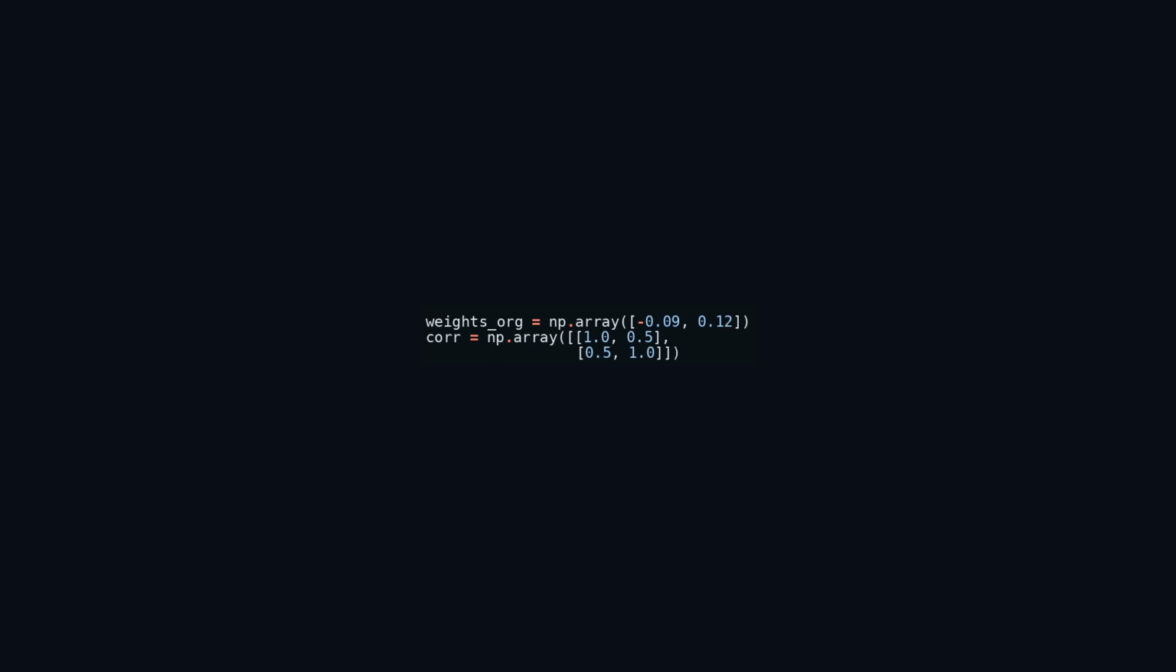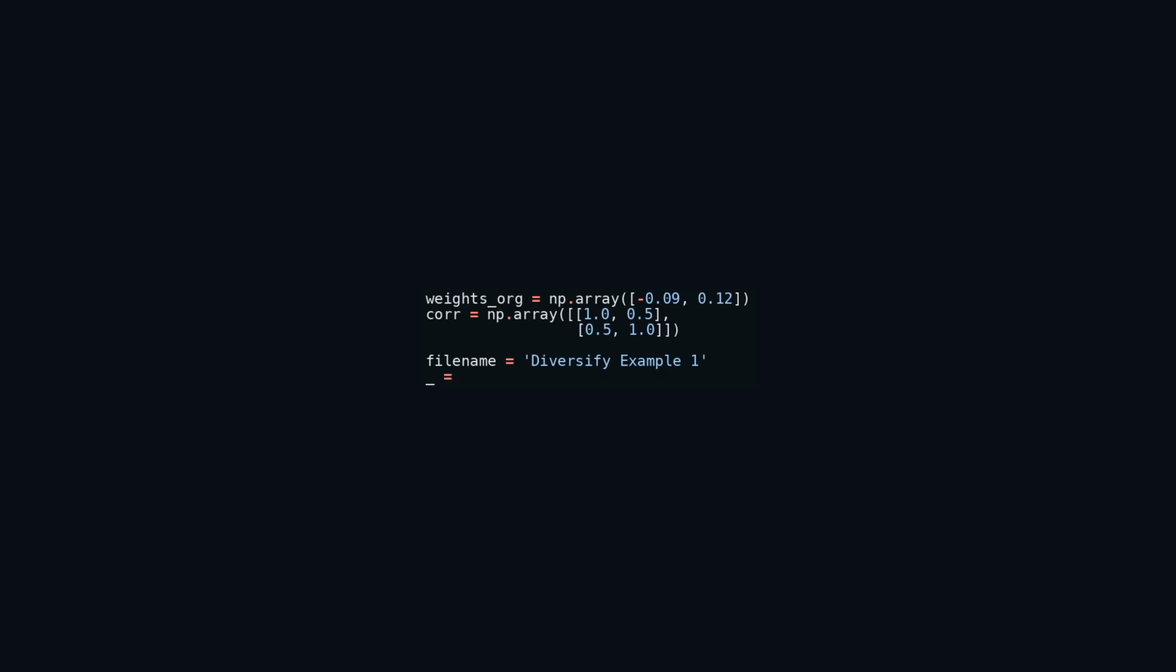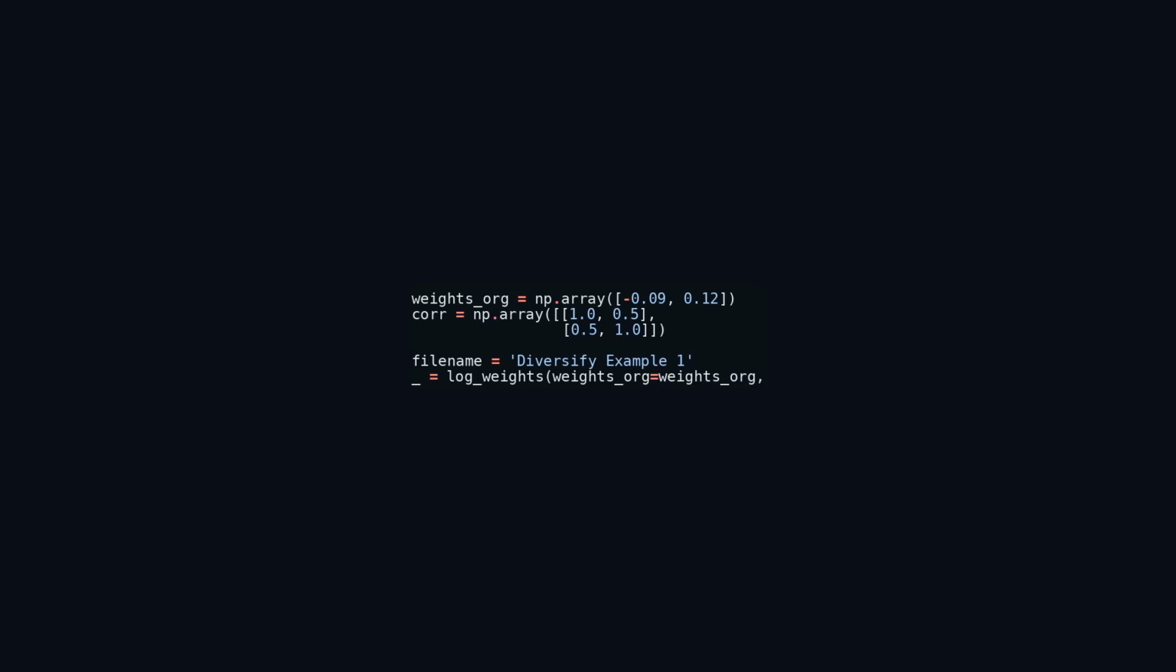Subsequently, the function LogWeights is invoked with Schweitzer, score, and a file name as input parameters. It is probable that the function computes adjusted weights for the assets based on these inputs and implements some diversification strategy. The adjusted weights and any other pertinent information are likely logged or saved in a file specified by the file name, diversify example 1.